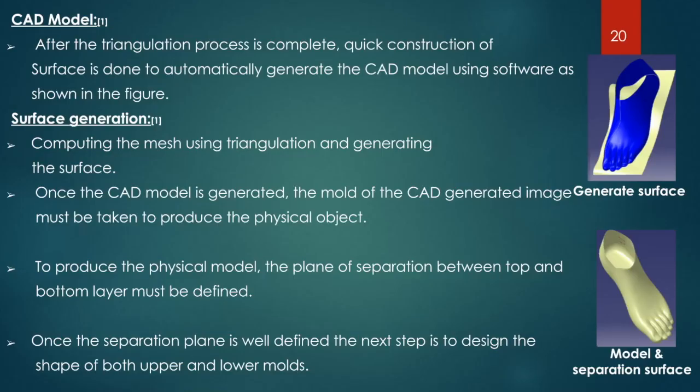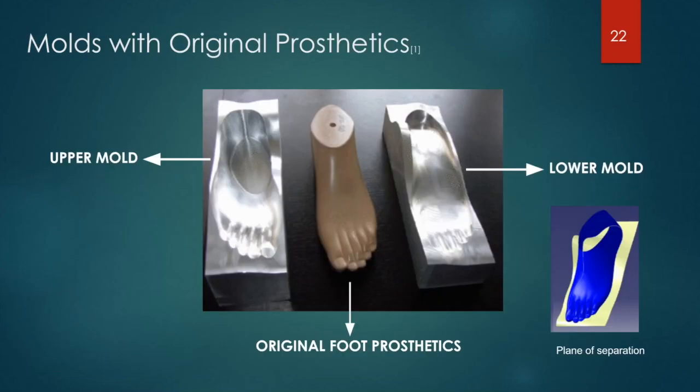Finally, to produce a physical model, the plane of separation between the top and the bottom layer must be specified. Here, this is the plane of separation, this white surface. This blue is the upper mold and the lower mold is present at the bottom, which cannot be seen here. This is the upper mold and this is the lower mold, which are joined or integrated to form the original foot prosthetic at the end.